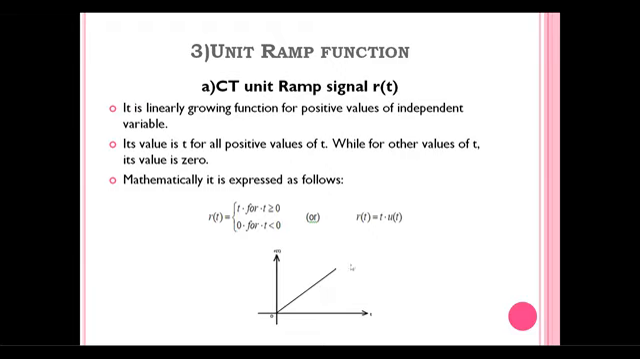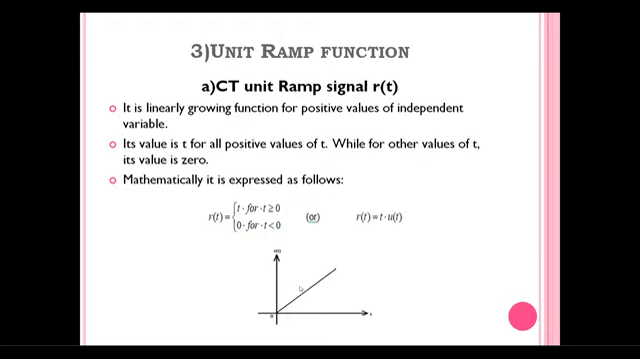Okay, so linearly growing signal means, you see, this is the graph of the ramp signal. Before time t equal to 0, the signal has 0 amplitude. At time t equal to 0 and after, the amplitude of the particular signal is linearly increasing. Linearly increasing means whenever time t equal to 1, the signal has amplitude 1.